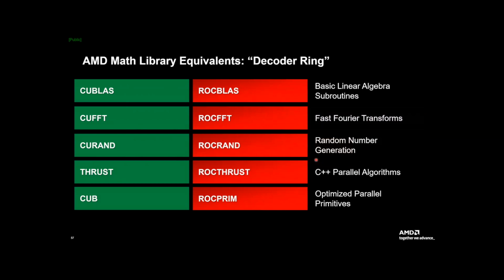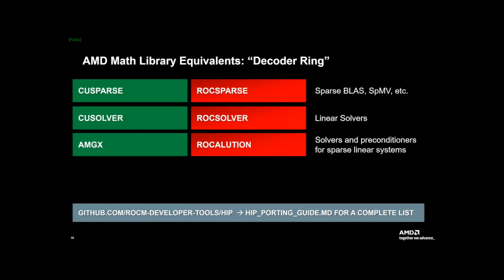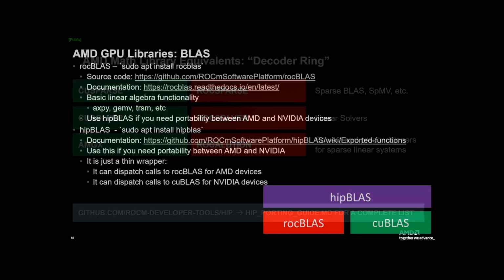And we have many libraries, like, as you know from CUDA, from NVIDIA: cuBLAS, cuFFT, cuRAND, Thrust. The corresponding ones are rocBLAS, rocFFT, rocRAND, etc. And most of the API calls are supported. We also have sparse and linear solvers, etc. And there is a good HIP guide for a complete list, ROCm developer tools and HIP. So we have enough libraries that you can start using them and porting.